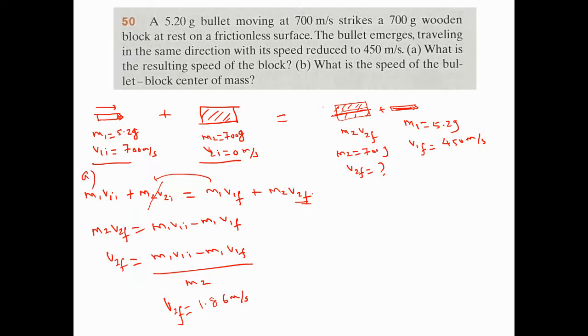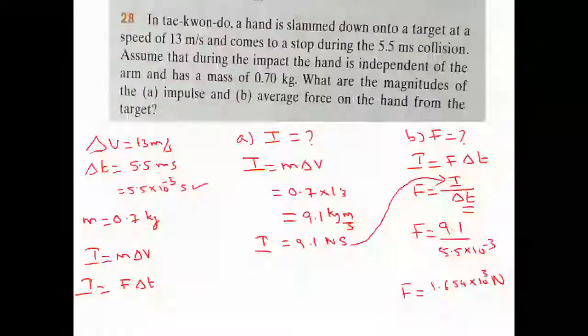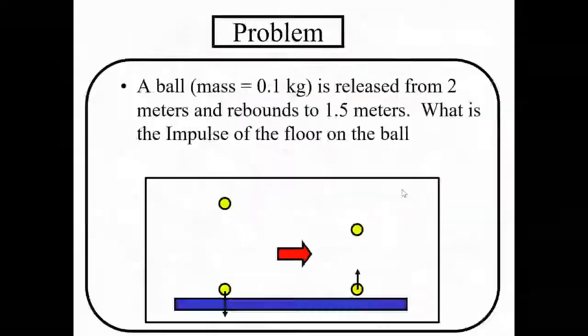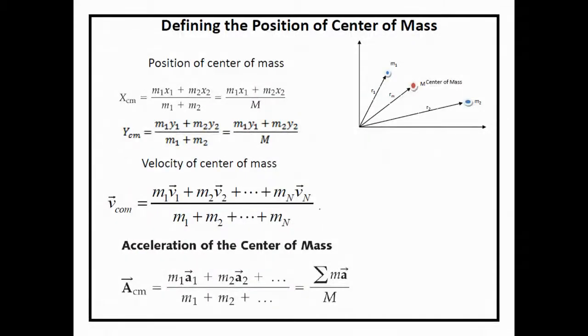Okay, so this will be the answer for the first question. Let's come to the second question. What is given in the second question, brother? It's very easy. What is the speed of the bullet-block center of mass? That means we are going to find V center of mass. What is the formula for V center of mass? Go to the slide. This is our V center of mass formula. Am I right?